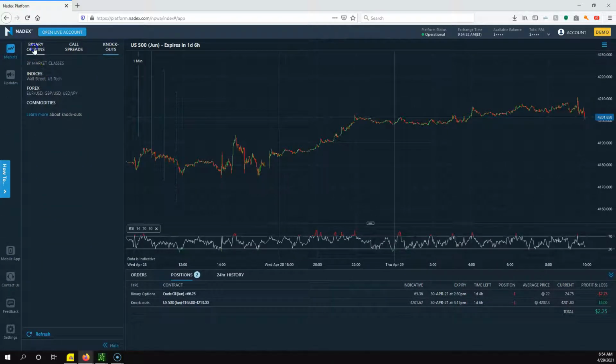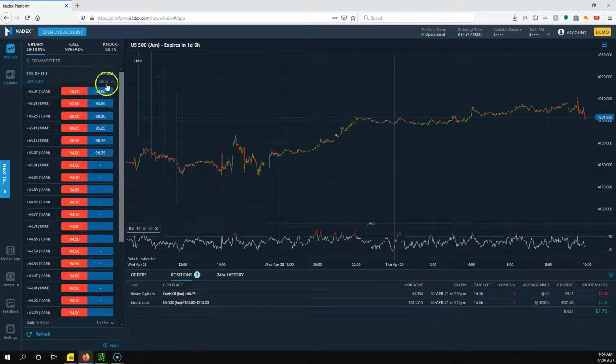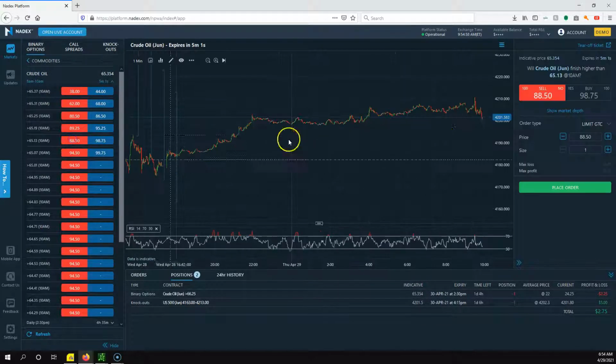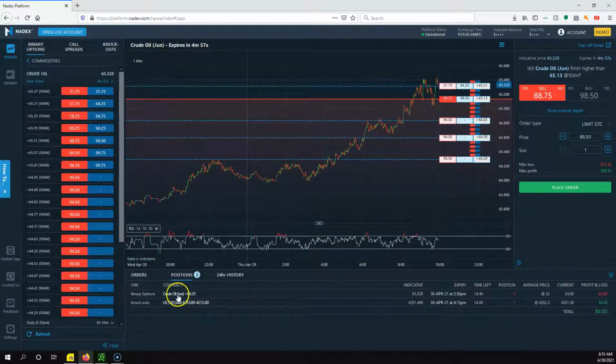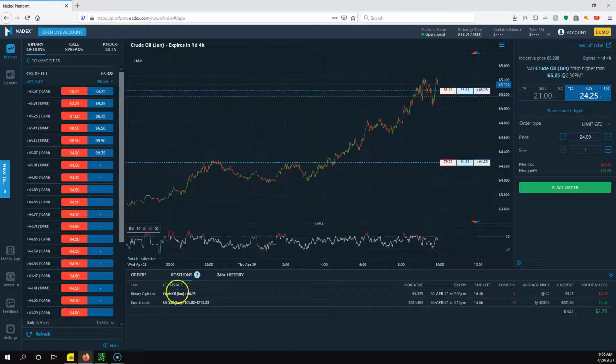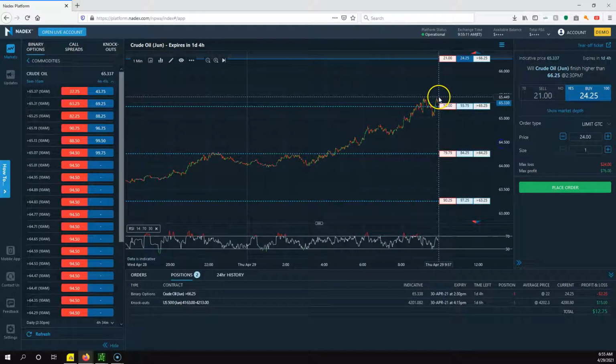Let's do this. So let's go back to the binary, to the gold, or to the crude oil, and let's take a look at this contract. We sold, which one did we sell? Crude oil. If we click it, you'll see. Okay, and look at this, nice divergence here. So hopefully this will work.